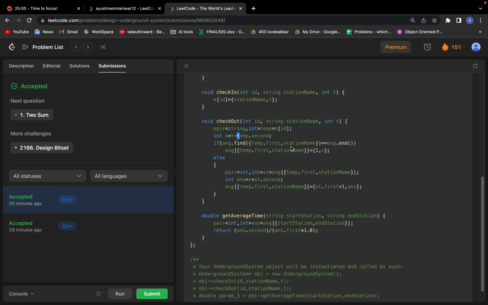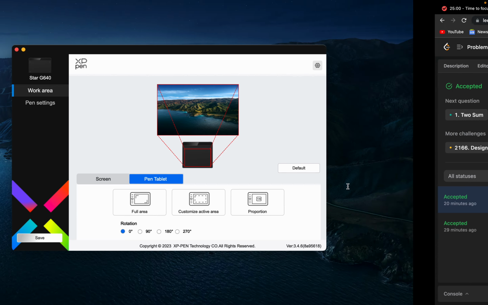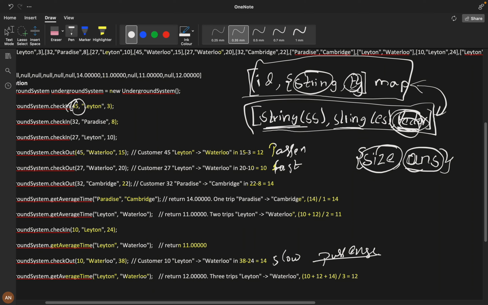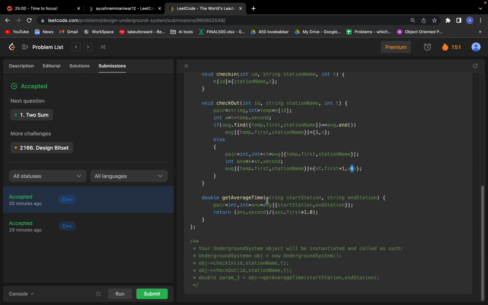If the start station and end station is present, then we are storing this into the pair, and we are adding into the answer, and we are increasing this size. We are increasing this size, and we are sending this answer. So instead of these computations every time, we are storing this size and this answer, and we are removing it as average pair, and then we compute answer dot second divided by answer dot first into 1.0. In this way we will get the answer in order of one time.